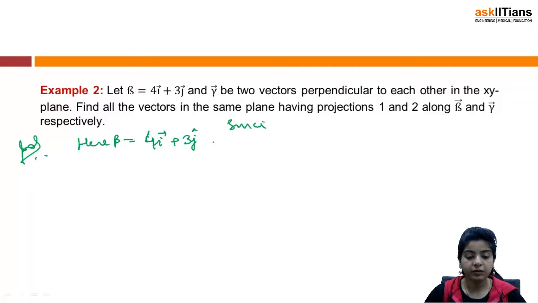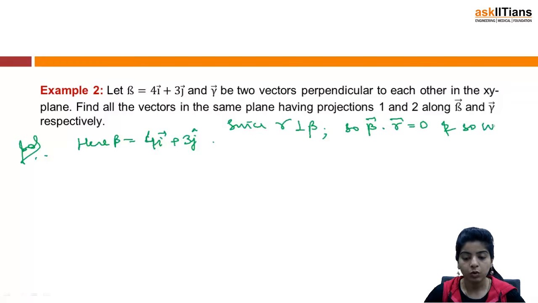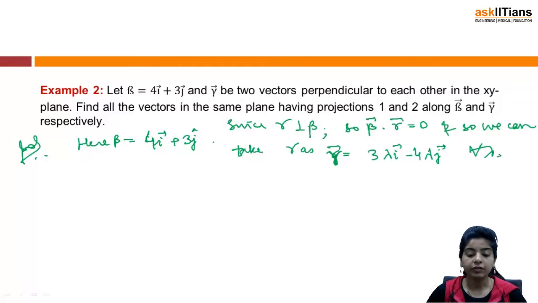Now it's given that gamma is perpendicular to beta, right? So that means the dot product beta dot gamma should be equal to 0, and so we can take vector gamma as 3 lambda i minus 4 lambda j for all lambda. Since gamma and beta are perpendicular, the dot product is 0, as we have already discussed in the properties of dot product.